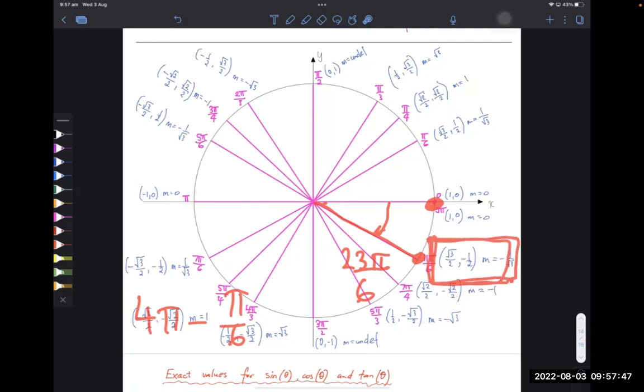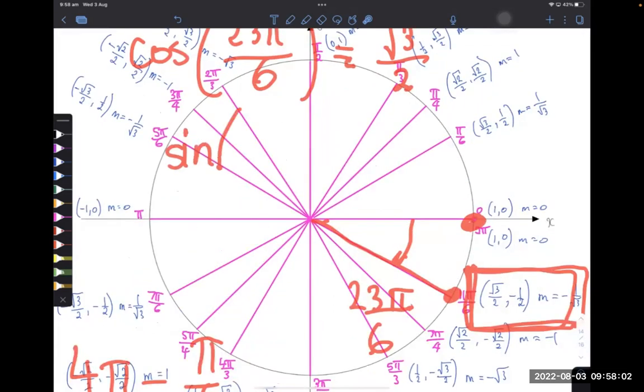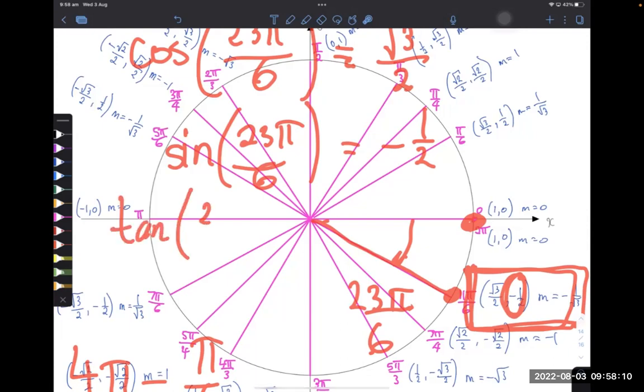So it captures this information here. So I could ask you, okay, what's cos of 23 pi on 6? Root 3 over 2, correct, because the cos measures the x value. What's sine of 23 pi on 6? Negative a half, because sine measures the y value. What's tan of 23 pi on 6? Negative 1 over root 3. Done.